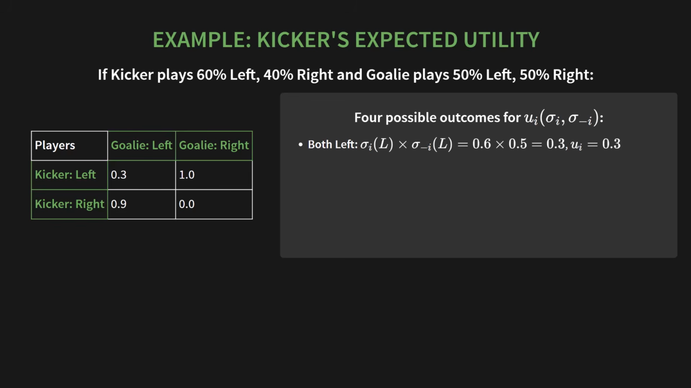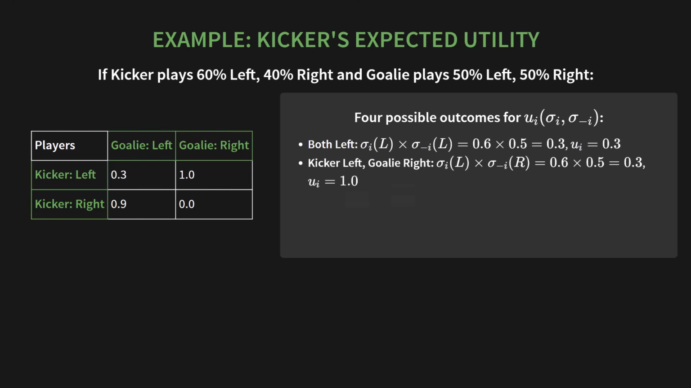What's the kicker's expected score if they play that 60% left, 40% right mix, and the goalie just guesses, playing 50% left, 50% right? Look at the table. There are 4 possible outcomes. First, they both go left. The probability of that is 0.6 times 0.5, which is 0.3. The kicker's score in that case is also 0.3. Second, kicker goes left, goalie goes right. Again, that's a 0.6 times 0.5 probability, so 0.3. The kicker's payoff here is a full 1.0.